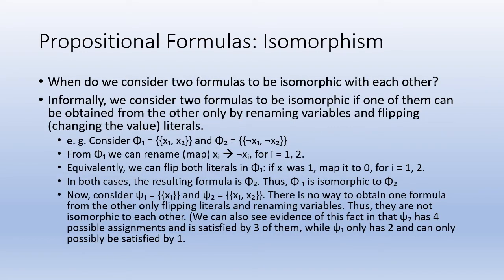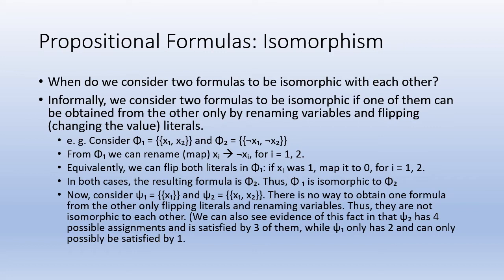We mentioned the notion of isomorphism between propositional formulas. When do we consider two formulas to be isomorphic with each other? Informally, we consider two formulas to be isomorphic if one of them can be obtained from the other by only renaming variables and flipping, that is, changing the value of the literals.